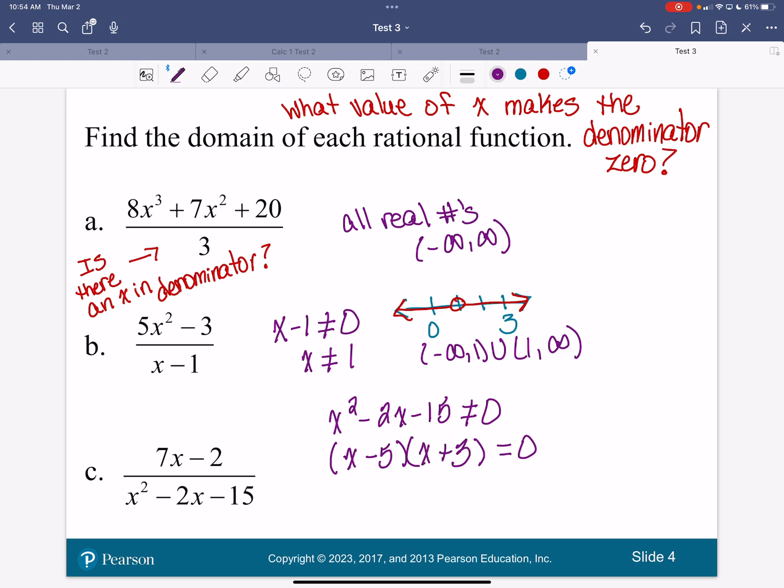I just factored that. Okay? And so again, if you are not comfortable with factoring, you want to email me, you want to come see me during student hours because we want to beef that up. We want to make sure we've got factoring mastered. So here I've got x minus 5 cannot equal 0, and x plus 3 cannot equal 0. So x cannot be positive 5, and x cannot be negative 3. Okay.